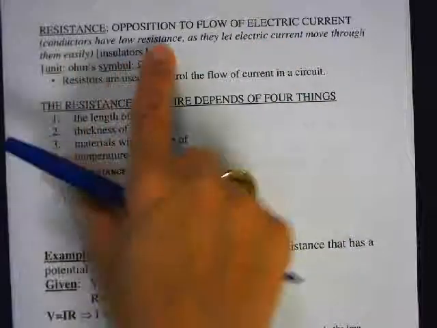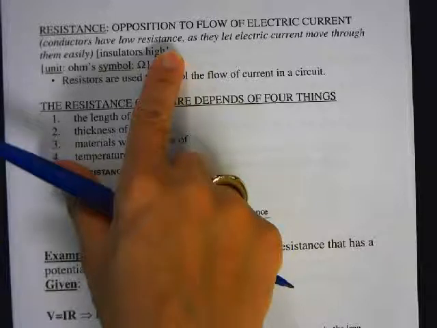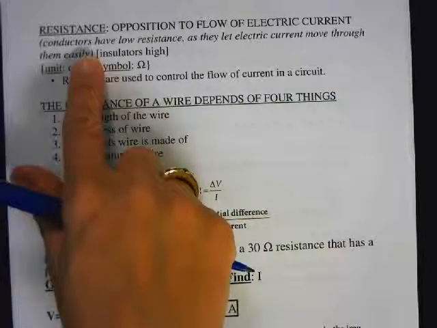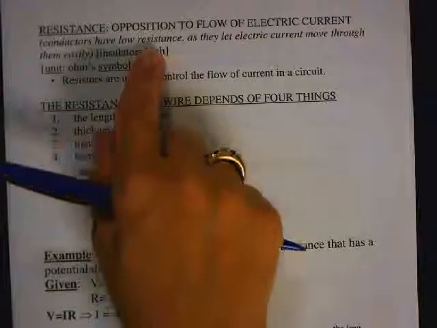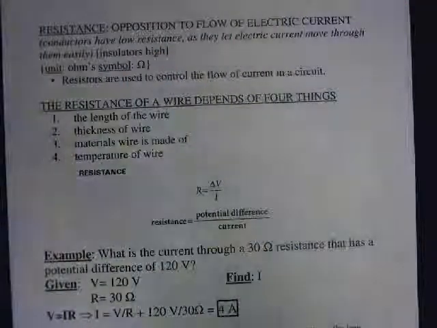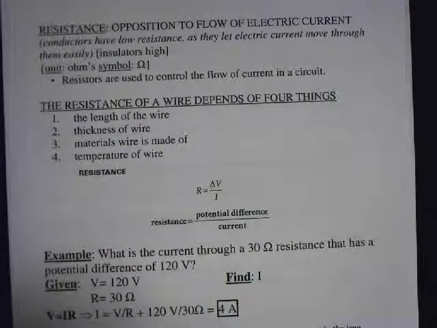So conductors have low resistance. What do I mean by a conductor? We learned previously, a conductor is something that conducts electricity. Metals are very good conductors of electricity, and certain metals are better conductors of electricity, like copper. And what that means is if they have low resistance, more electrons can flow through them easily.